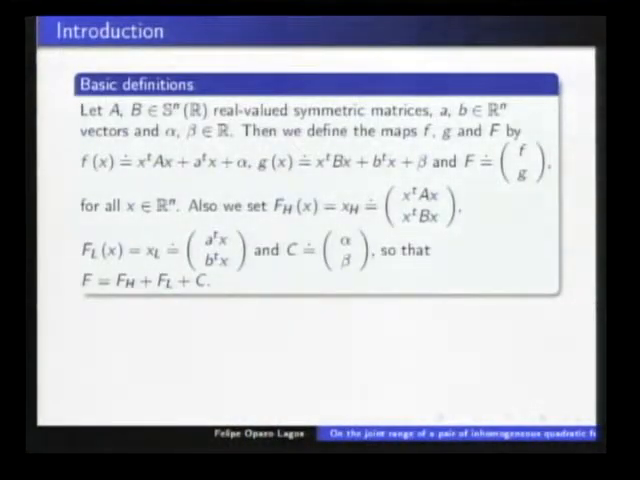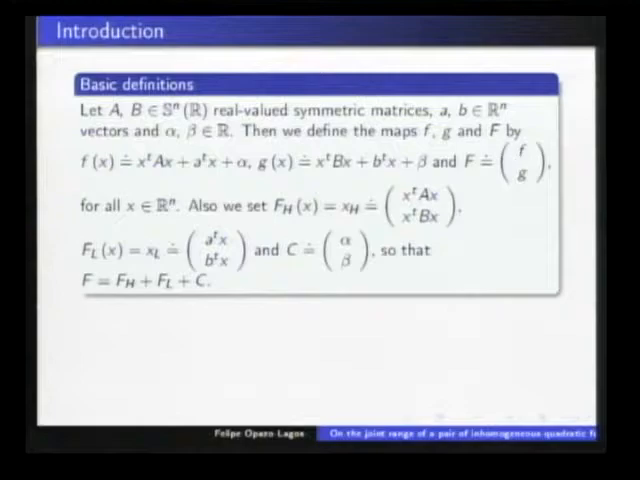Well, basic definitions about what it's about, the joint range. We've got two quadratic functions, not necessarily quadratic forms because of the linear term and the constant term. These are very general, not necessarily convex. So we've got the joint range, denoted by capital F. And we've got the homogeneous part and the linear part and the constant part, so that we have this equality.